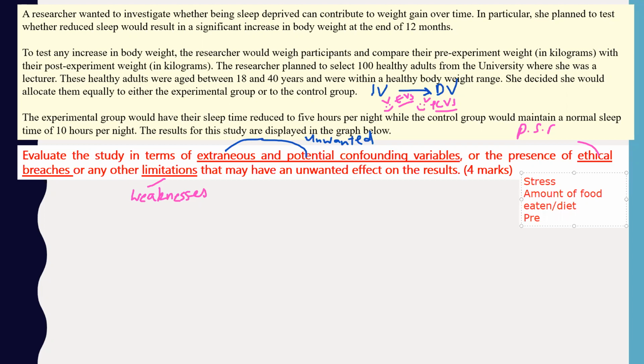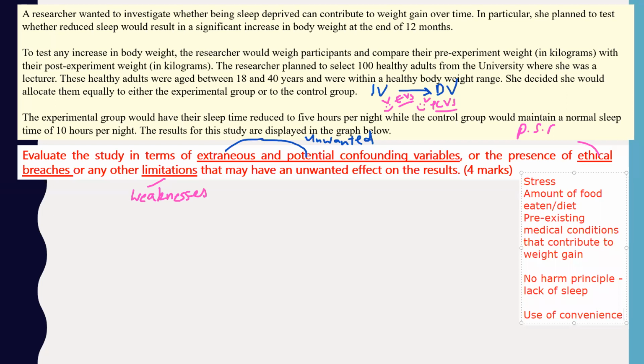Yeah, the pre-existing medical conditions. Yep, that's good. And then ethical principles, the no harm principle because of the lack of sleep. Yep, that can harm participants. And limitations, let's see. Yeah, the use of convenient sampling. So the use of convenient sampling doesn't allow for generalization of results there. Good. So there's some really good points. Any other points, guys, that anyone else came up with? So we can just discuss those before we look at the sample answer.